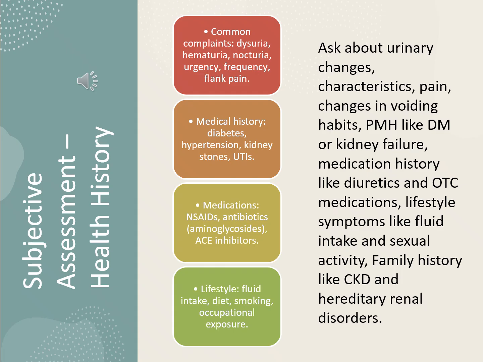We also want to look at lifestyle symptoms like fluid and electrolyte intake, sexual activity, anything that could cause a barrier or an obstruction of the urethral opening. We want to make sure to get any family history, things like chronic kidney disease or hereditary renal disorders as well. So getting a really good subjective assessment, asking the patients all these questions to get that background to see if there's any problems with their urinary system.